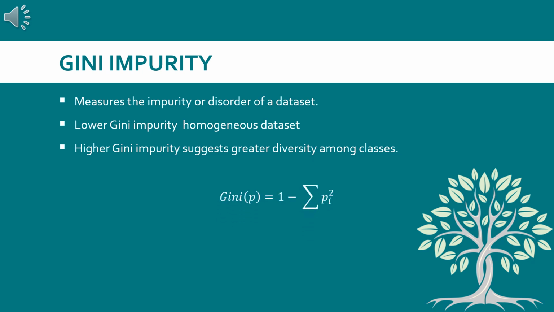Gini impurity for a dataset is given by the following equation. Gini of P is the Gini impurity for a dataset or node. Pi is the probability of an instance belonging to class i. The summation sigma is taken over all classes.